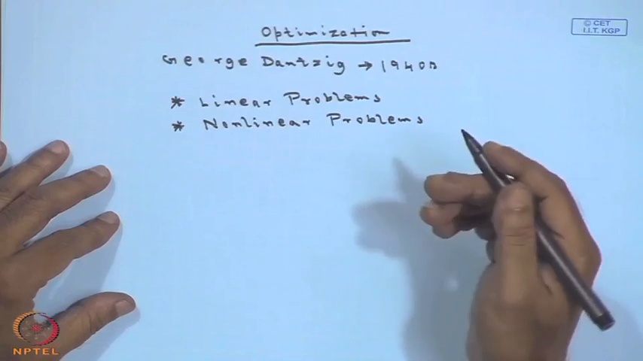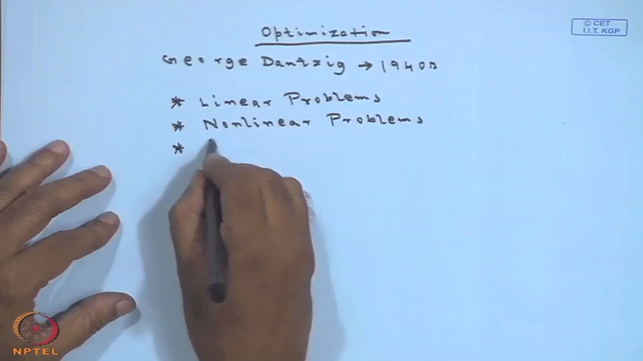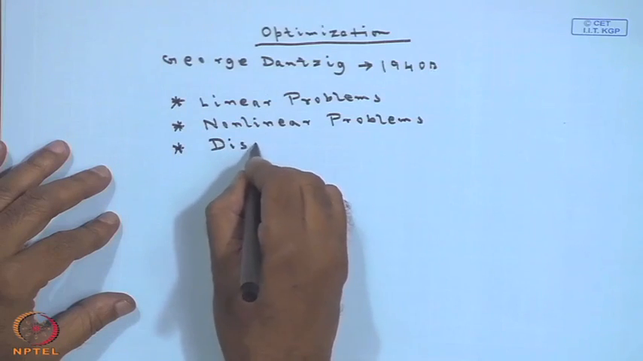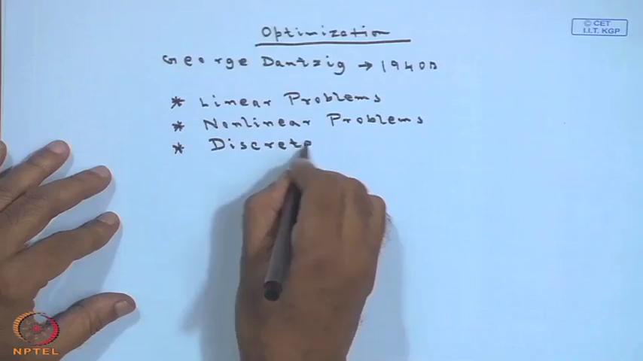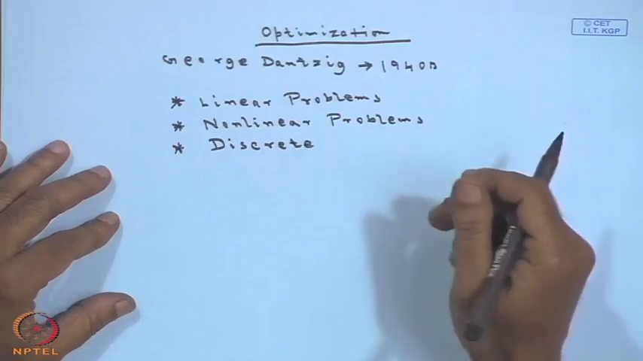In nonlinear problems, whenever the optimization function or the constraints are nonlinear in nature, we call them nonlinear problems. We have another type of problem, which we call discrete. In the discrete case, what happens? The value of the variable will take some discrete integer values.